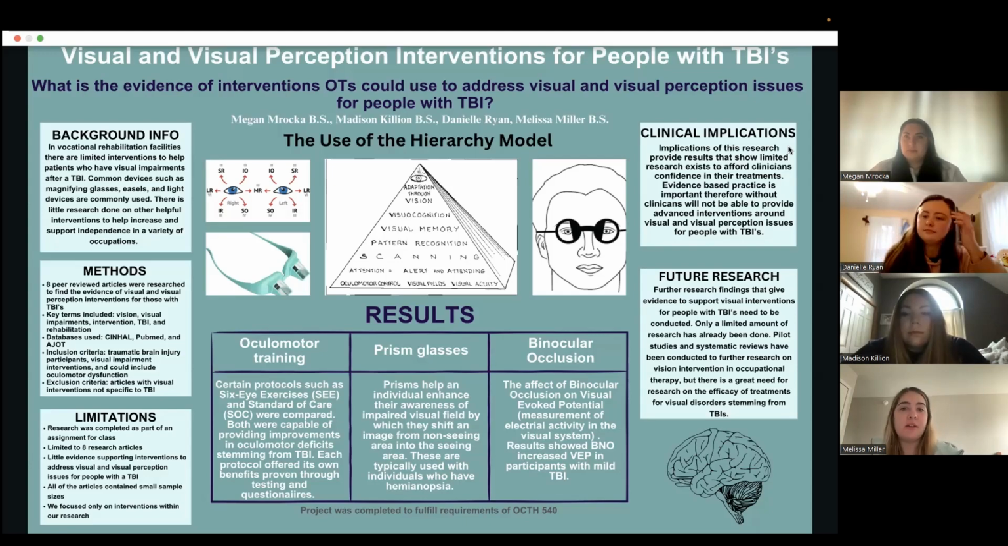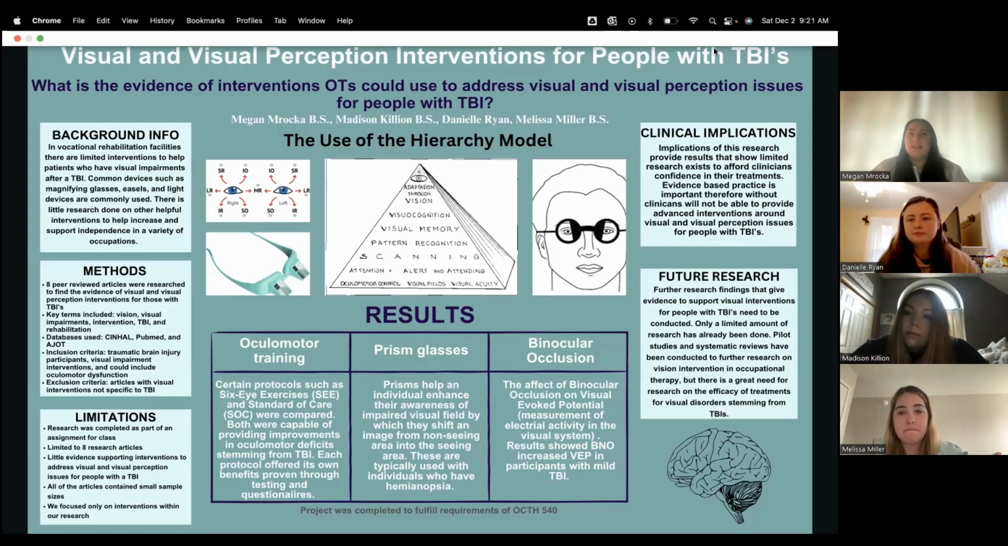And then we're going to talk about the clinical implications of our research. So implications showed that there was limited research to afford clinicians confidence in their treatment plan. Evidence-based practice is very important. So without this, clinicians will not be able to provide advanced interventions around visual and visual perception issues for people who have TBIs.